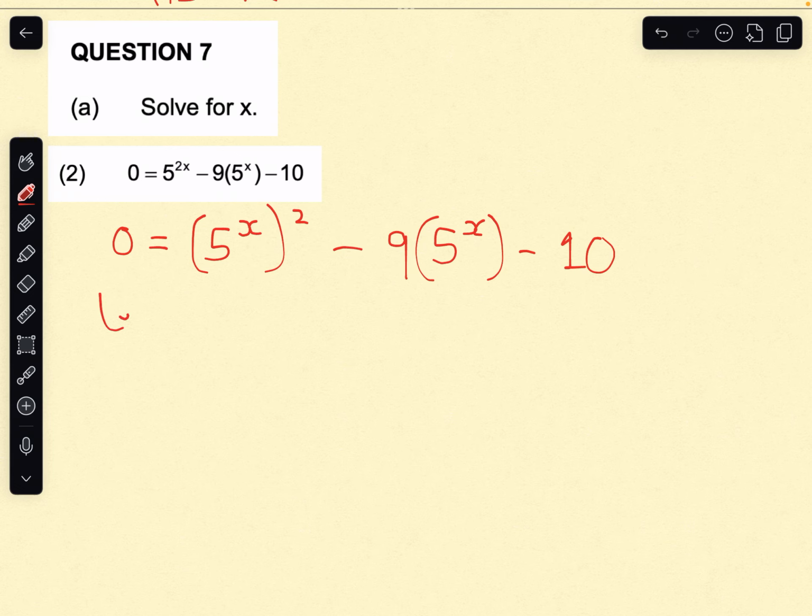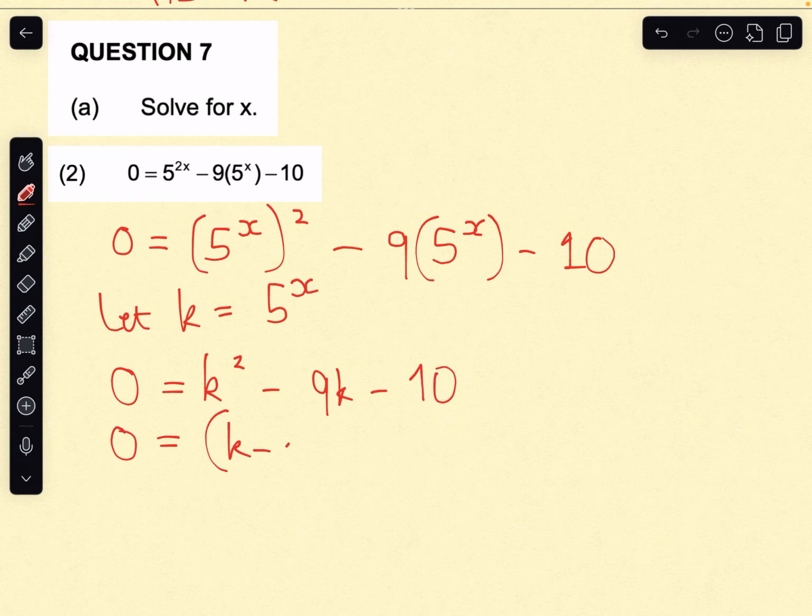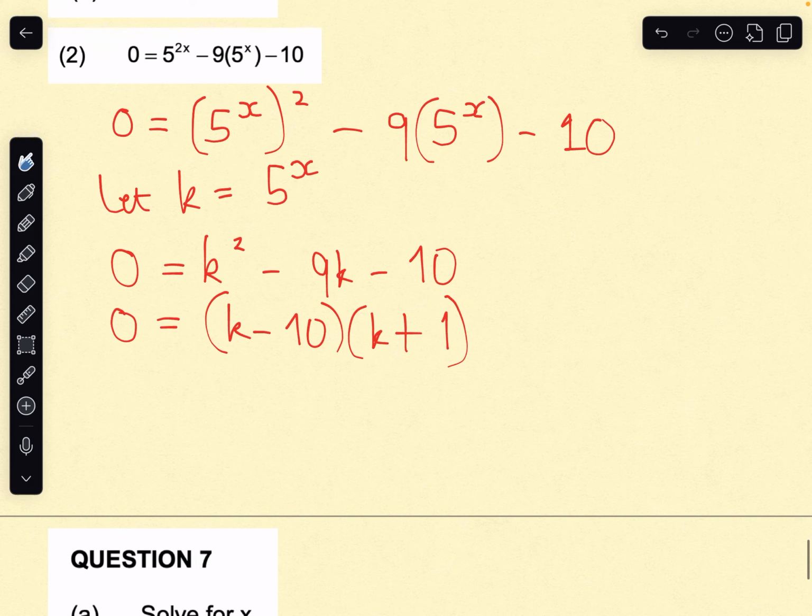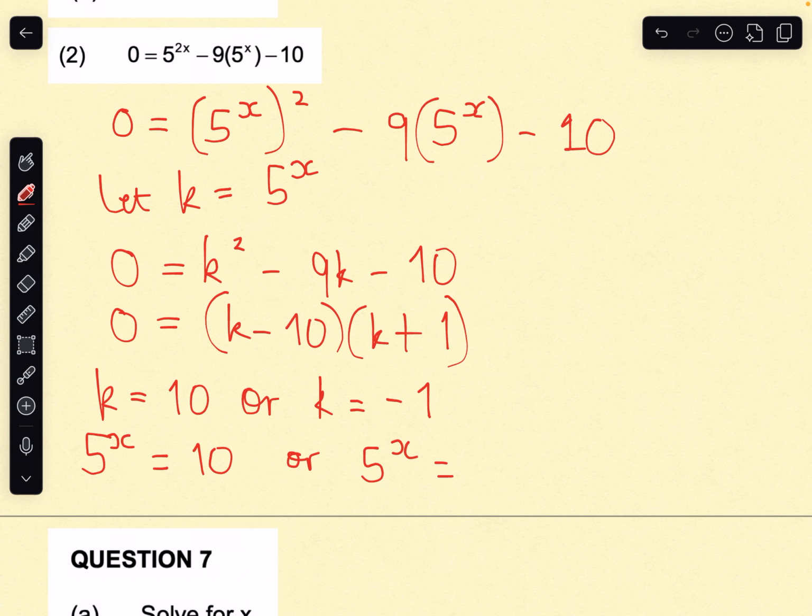And so therefore we can replace the 5 to the x with a k, just so that we can see more clearly that this is a very beautiful quadratic equation. Again, you could plonk it into your quadratic formula, but if you're comfortable factorizing, save time, guys, save time. So now either k is equal to 10 or k is equal to negative 1. So therefore 5 to the x is equal to 10, or 5 to the x is equal to negative 1.